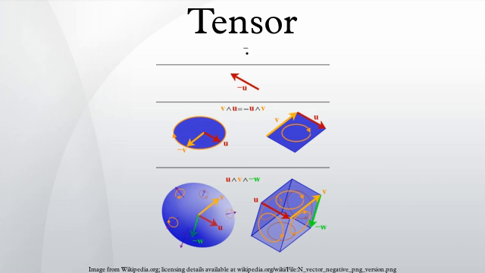If an index transforms like a vector with the inverse of the basis transformation, it is called contravariant and is traditionally denoted with an upper index, while an index that transforms with the basis transformation itself is called covariant and is denoted with a lower index.